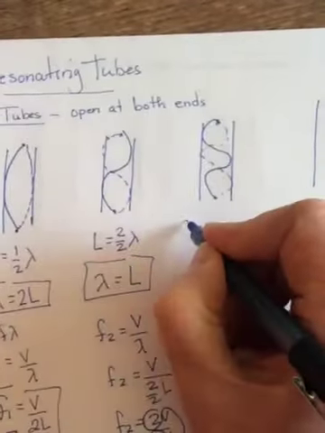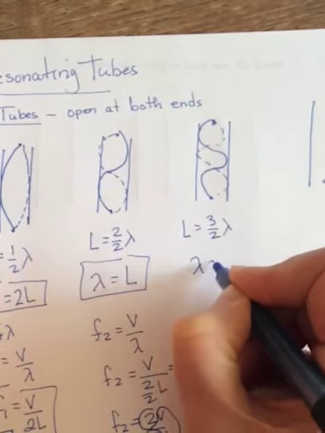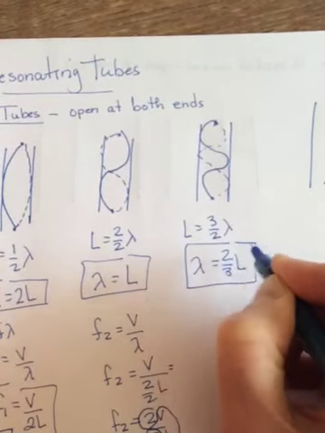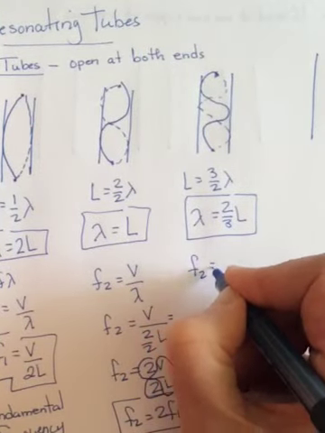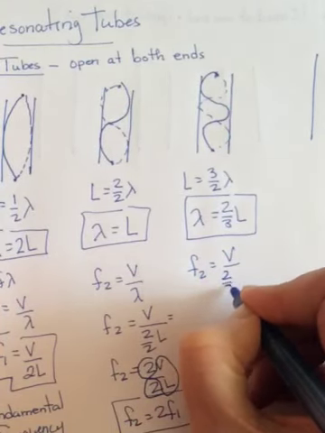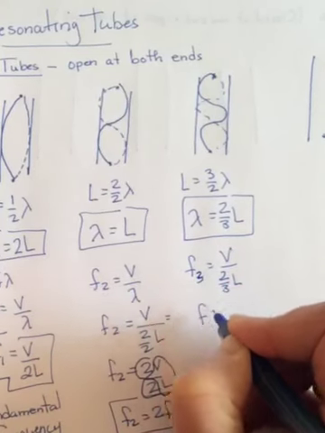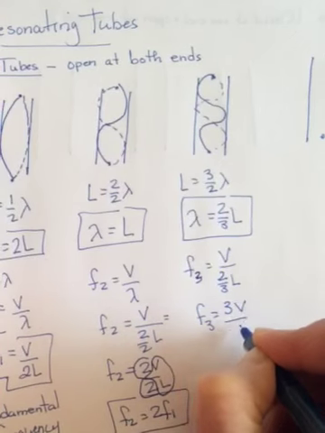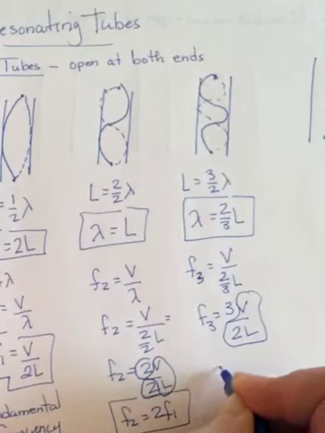So L is going to equal 3 over 2 lambda, or lambda is going to equal 2 over 3L. Okay, we're going to fill it in again. F2 is equal to V over, and for lambda we're going to put 2 over 3L in, dividing by a fraction. Whoops, that's a 3. Dividing by a fraction is the same as multiplying by the reciprocal. 3V over 2L. There's that V over 2L again.